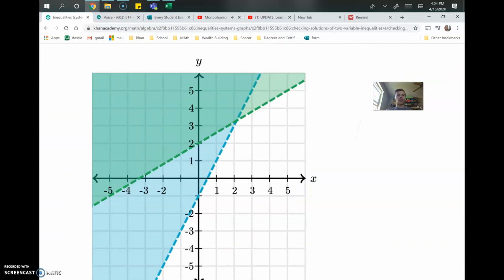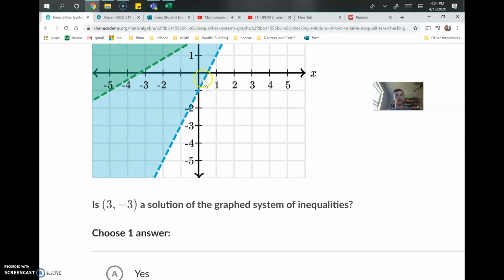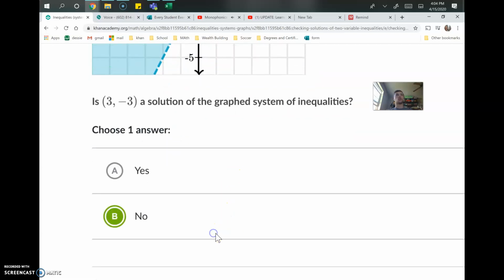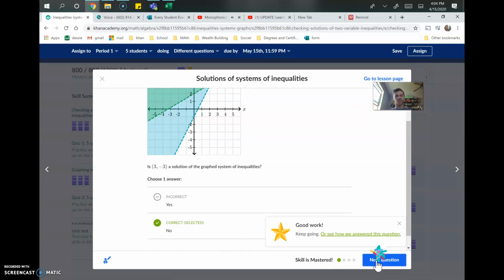We got positive 3 for x, and -3 for y. X is right here, positive 3. Go down to even with -3. So it's showing up in the white. And we know that if it shows up in the white, it's immediately not a solution to either of them, which means there's no way it can be a solution to both, obviously.